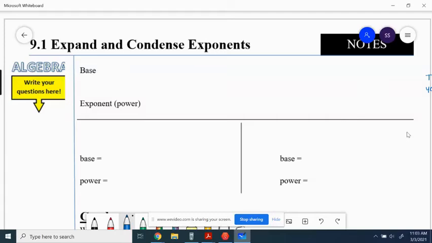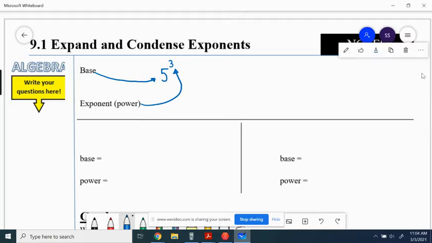Okay, this is 9.1, expand and condense exponents. So let's look at an example here. This is read 5 to the third power. The base is going to be the larger number, in this case 5, and the exponent is going to be the smaller number that is kind of raised up into the corner. Base is 5, exponent is 3.